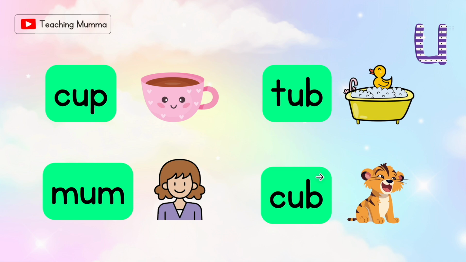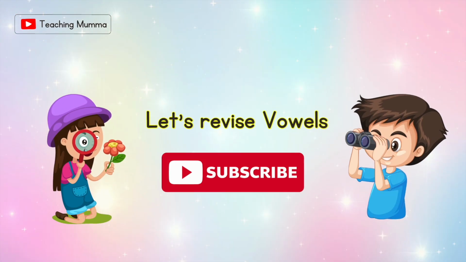Very good. You did excellent. Let's revise vowels. So which letters are vowels? A, E, I, O, U. Can you repeat? A, E, I, O, U. Very good.